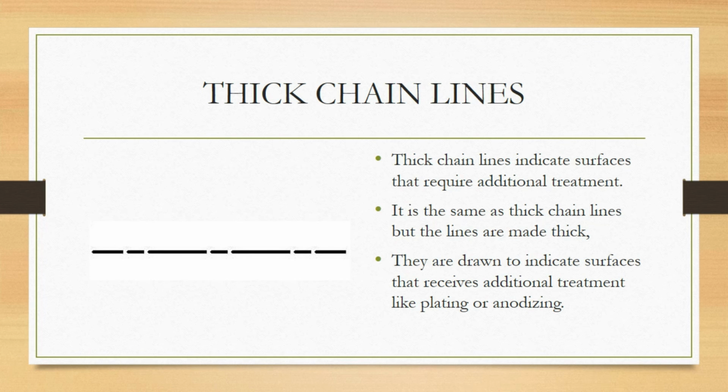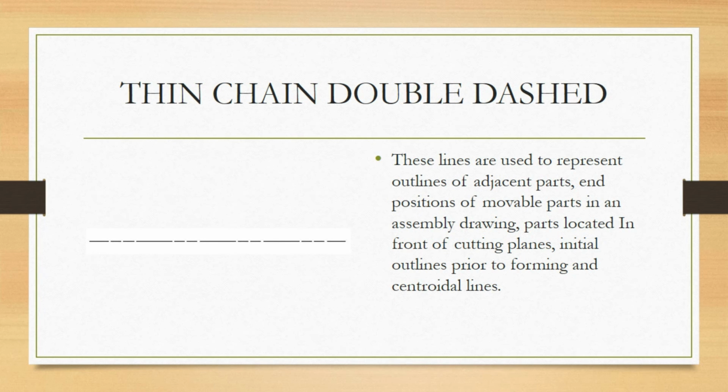Thin chain double dashed lines are used to represent outlines of adjacent parts, end positions of movable parts in an assembly drawing, parts located in front of cutting planes, initial outline prior to forming, and central lines.